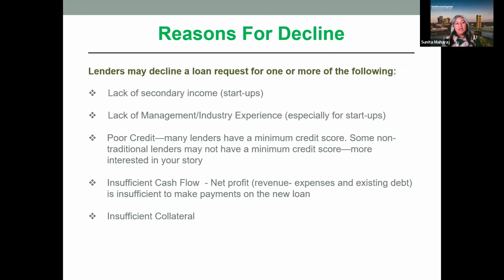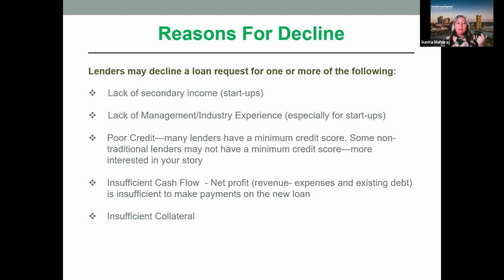Some reasons for decline. Lenders may decline a loan request for one or more of these following reasons: lack of industry knowledge, a lack of management or industry experience, poor credit. Many lenders do have a minimum. We do not. Those types of things. They will give you information on why they haven't. Insufficient cash flow, your net profit. So your revenue minus expenses and existing debt is not sufficient to make payments on a new loan, and insufficient collateral.